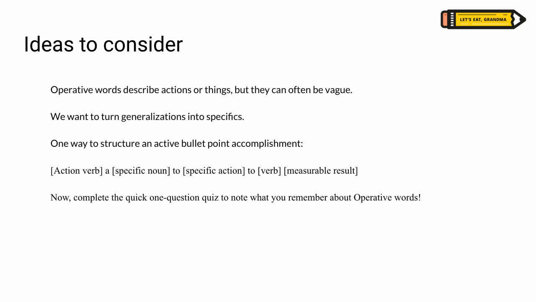So, some ideas to consider about operative words. Those are words that are used to describe actions or things, but they can often be vague. And we want to turn generalizations into specifics to show actions, accomplishments, and results. Here's one way to structure an active bullet point. Show a verb, something the client did, a specific noun, not a generalization, a specific action, and the result that the client achieved.